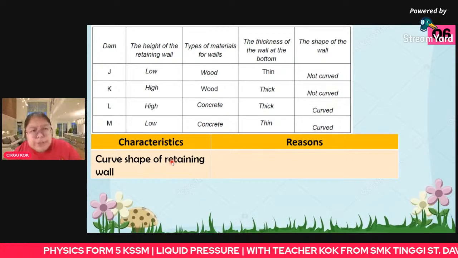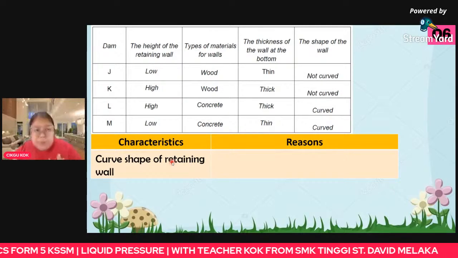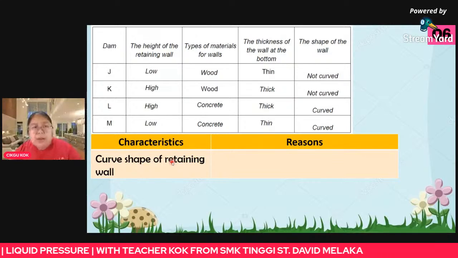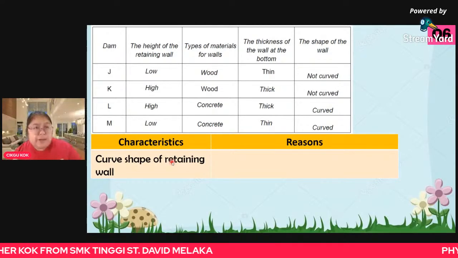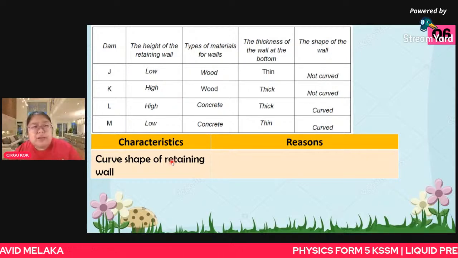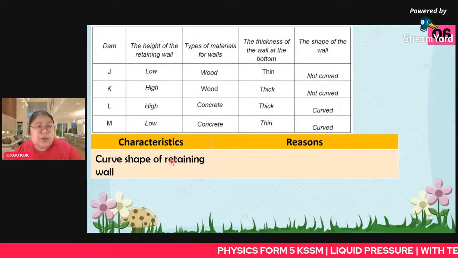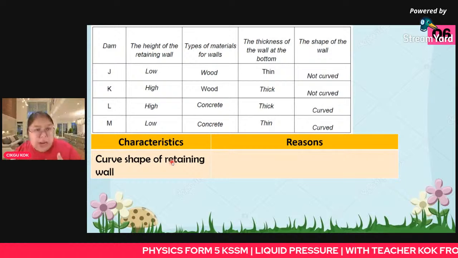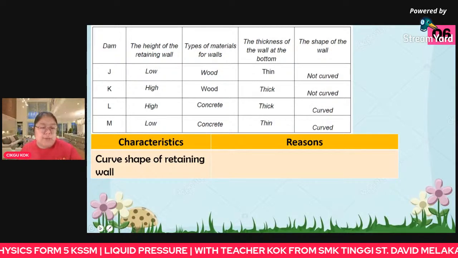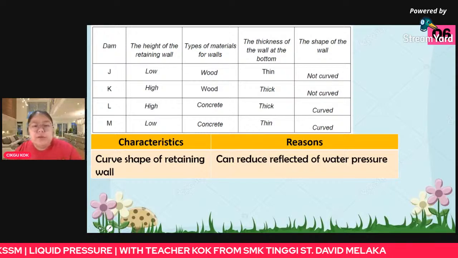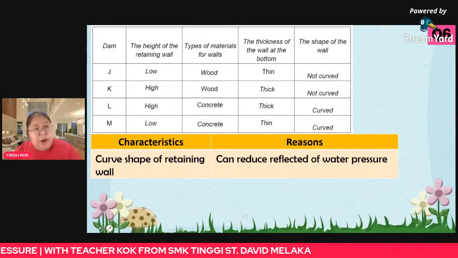Okay, curve shape means when the water just comes, some water will reflect back. Some will go in, some will reflect back. So when it is reflected back, we have the curve. The reflection can reduce the pressure that comes. Okay, when it just goes back. So from here, we also can say it can reduce the reflected water pressure.